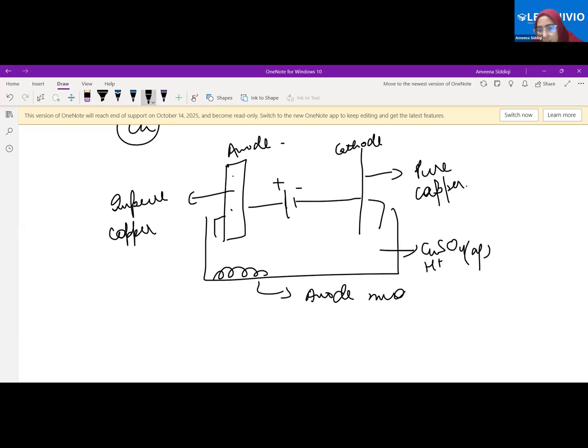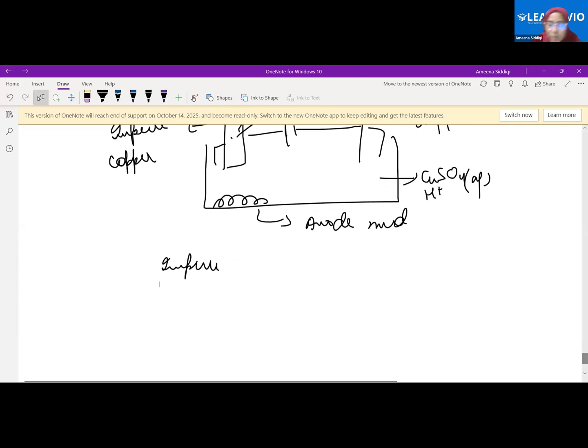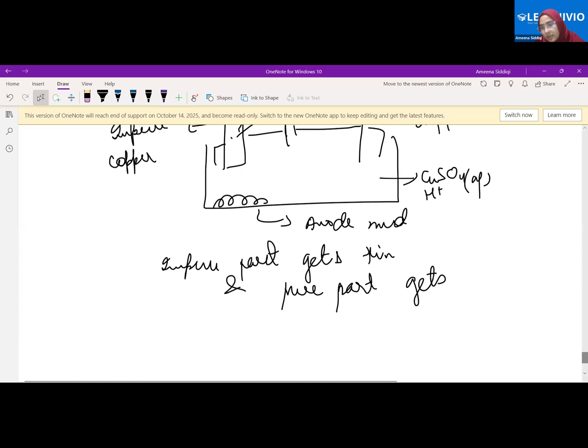These are nothing but impurities. What was there on this? It was copper plus impurities. So copper will move towards the pure copper, right? Yes or no? Yes, because it is the cathode. Copper being a metal will be attracted towards the cathode. So what we'll see gradually is the impure part will keep on getting thin and the pure part will keep on getting thick. Why? Because the copper from the impure part will keep on getting deposited at the cathode. So impure part gets thin and pure metal gets thick. Is it understood?